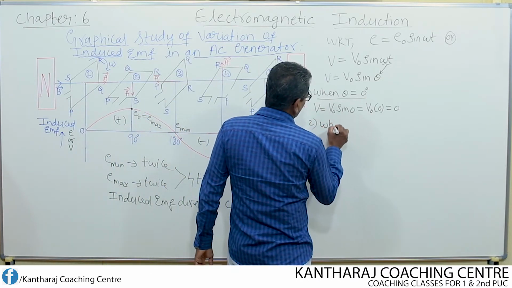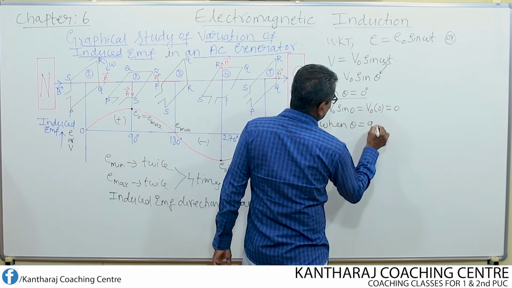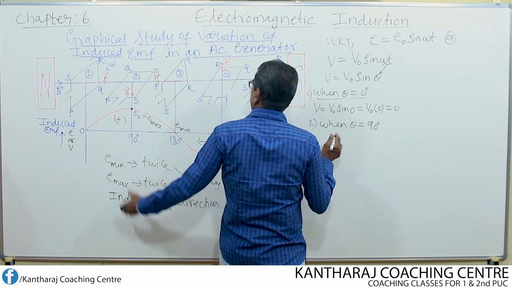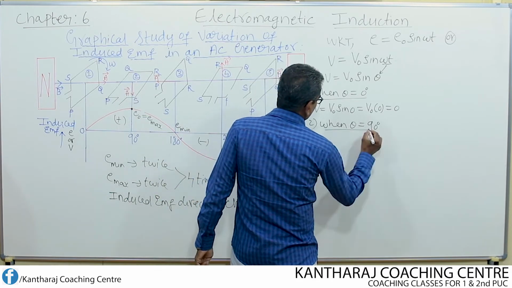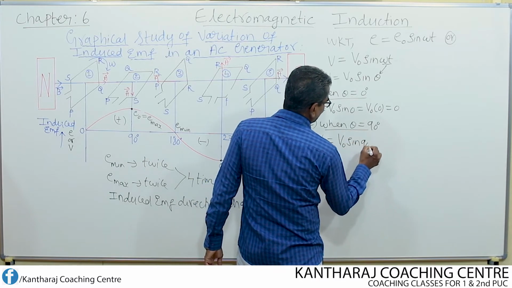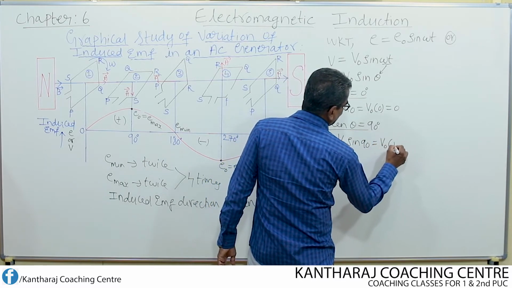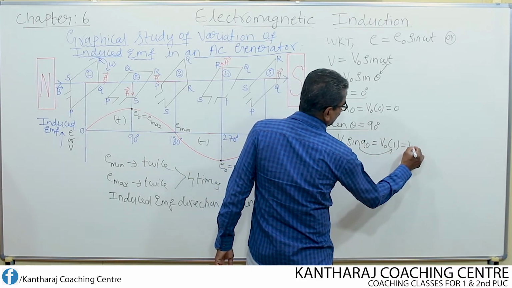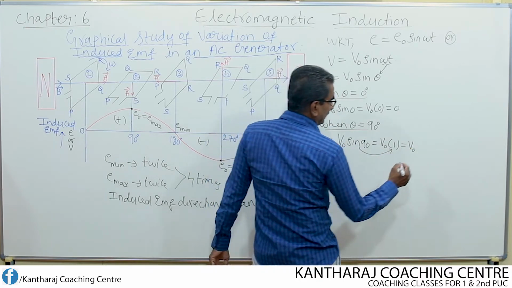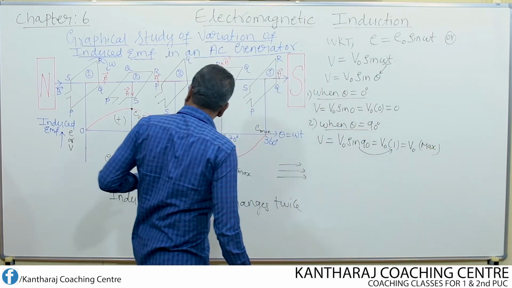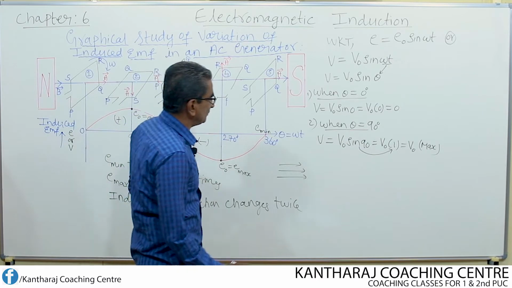Stage 2, when theta is equal to 90 degrees, that means when the coil is rotated to 90 degrees. What is the induced EMF now? V equal to V naught sin 90. Sin 90 is equal to 1, so this is V naught. So induced EMF is maximum. You have seen that at 90 degrees the induced EMF is maximum.